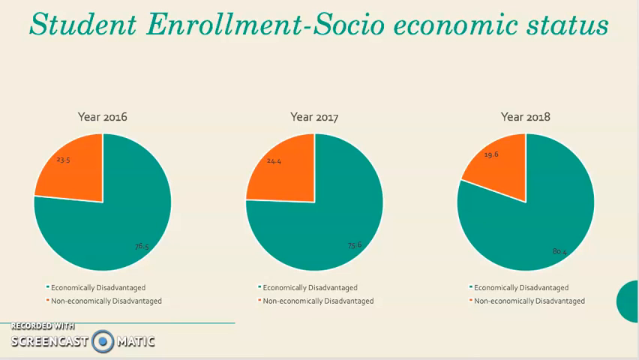Here we have graphs that represent our socioeconomic status within our student population. Being a Title I school, we serve a majority of students who are economically disadvantaged. Now, this percentage has changed slightly over the years, but it has increased from 2017 to 2018. And this increase is most likely due to the increase of our student population.